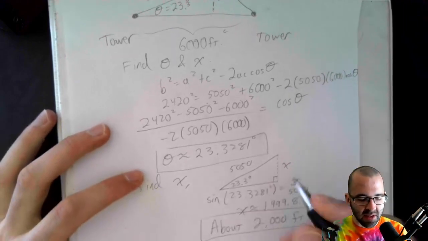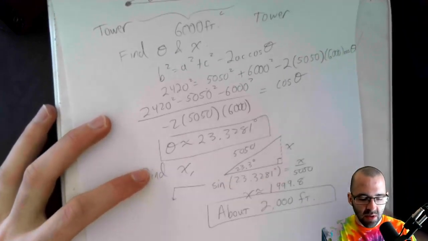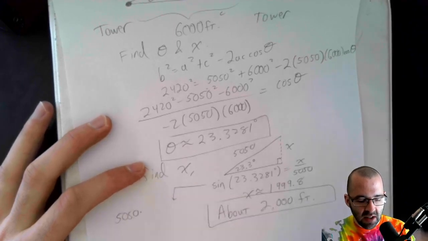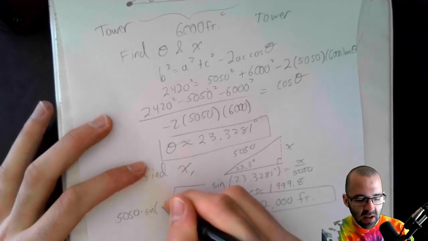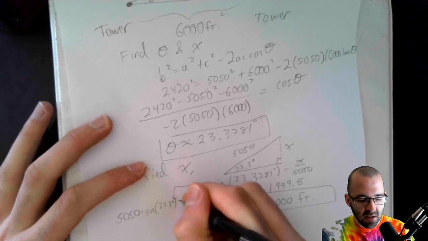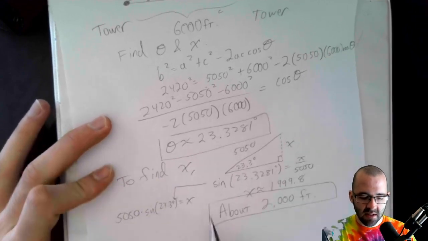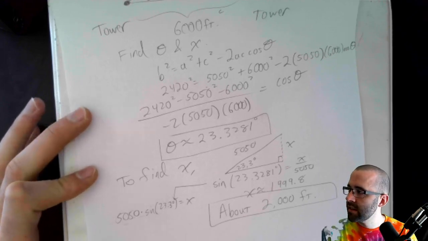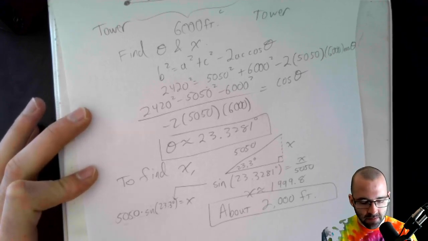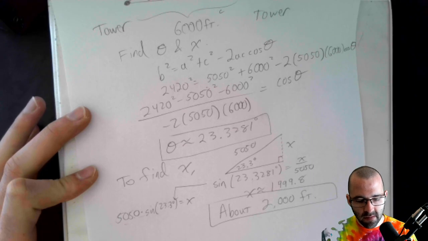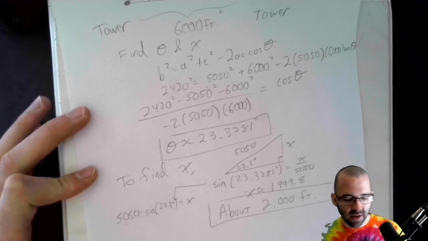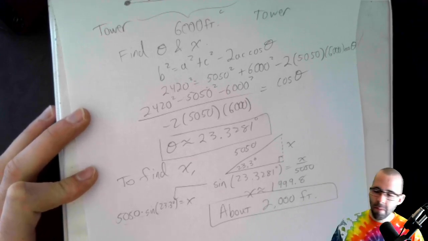So I skipped some steps, right? But we just multiplied both sides by 50 to get 50 times the sine of 23.3 degrees equals x. And then I just type this left-hand side into my calculator. Skipping a little bit of algebra, but it's good to ask if you're curious. I'm assuming that was your question.